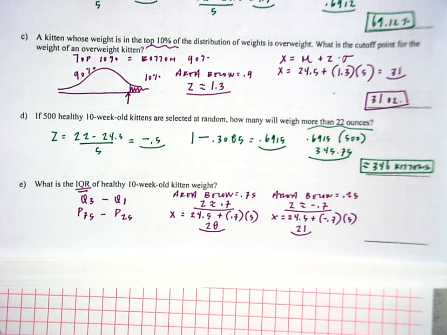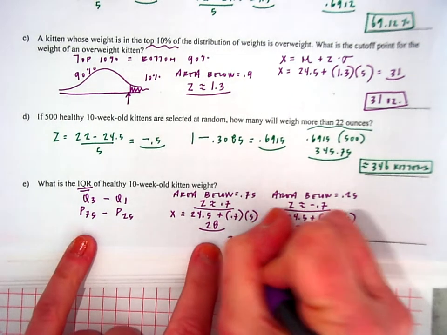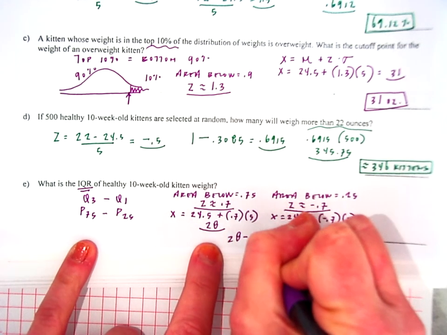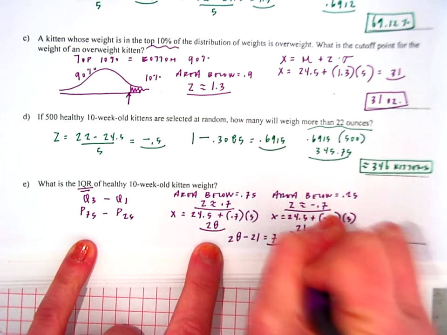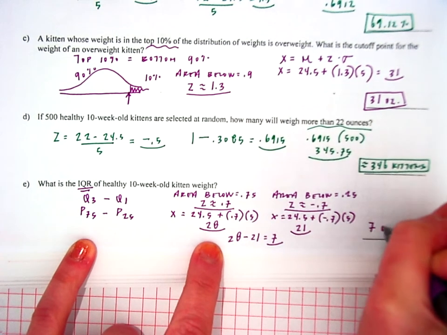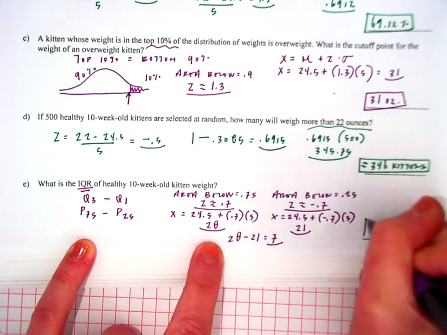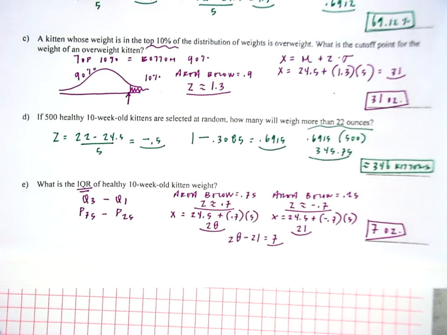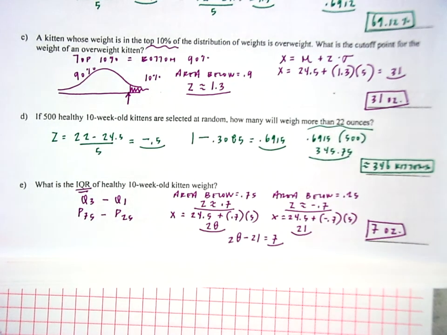So to find the IQR, I'm taking 28 and subtracting 21, and that gets me 7. So 7 ounces would represent the range for the middle half of the data, the middle 50% of sweet baby kitties and their weights.